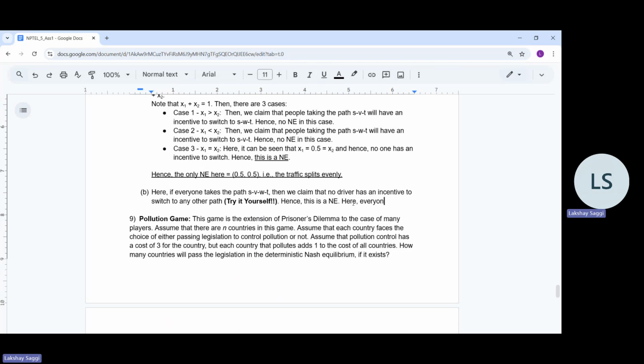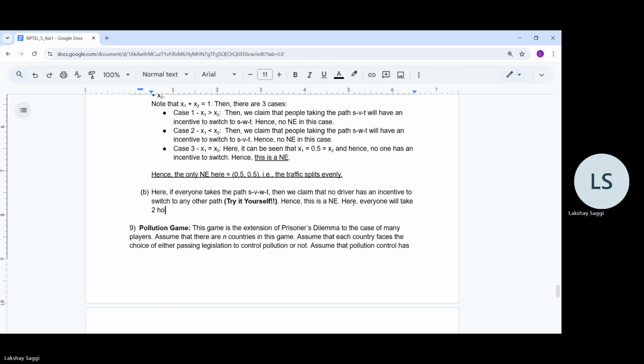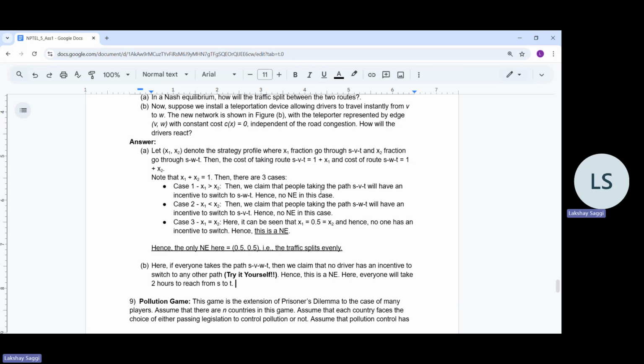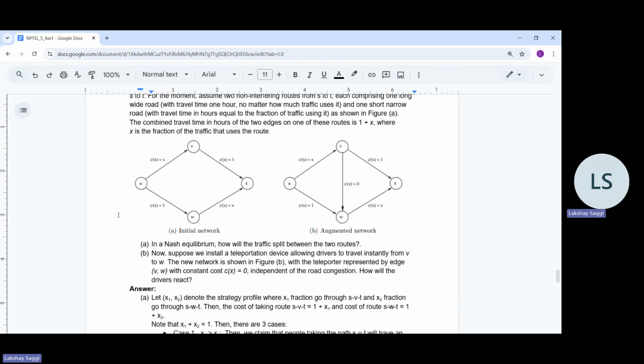Here, everyone will take 2 hours to reach from S to T. So what we are trying to say is that in the initial network, everyone was taking 1.5 hours at Nash equilibrium. And why did we install this edge? We installed this edge to reduce the load of traffic goers, saying that we have installed a very fast edge so that you people can go faster from S to T.